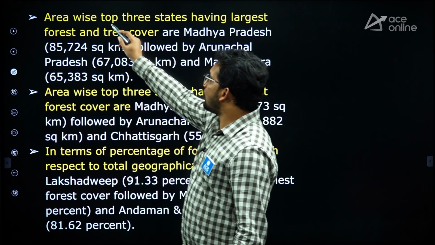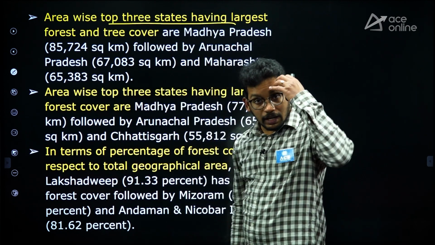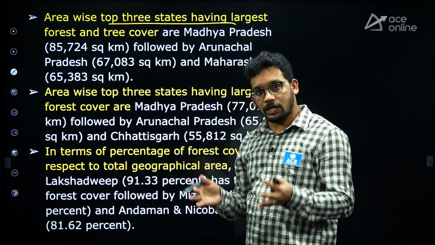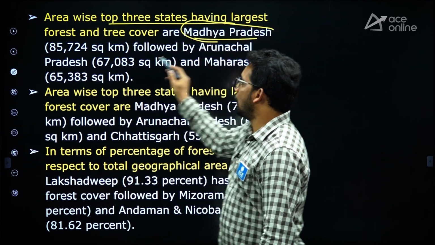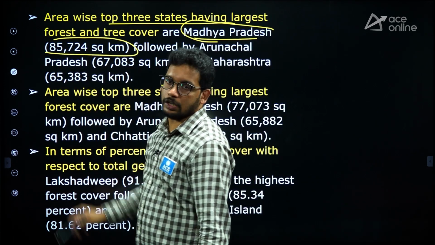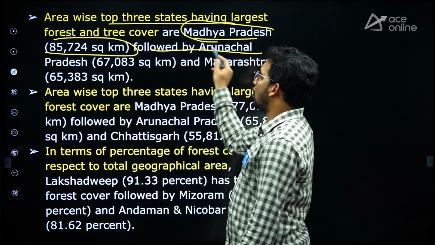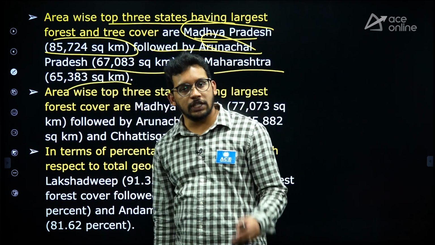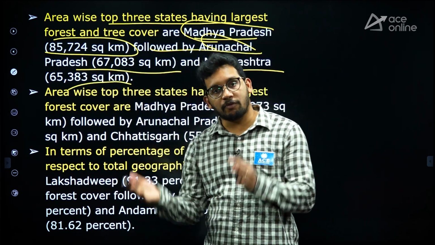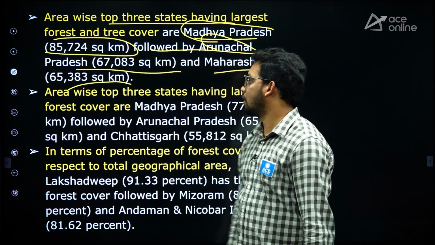Now area wise top 3 states. So area wise, it is the total forest area in that particular state. We are having the highest in Madhya Pradesh, 82,724 square kilometers, then followed by Arunachal Pradesh and then Maharashtra. So these are the top 3 states with the maximum forest cover in terms of the area, right?